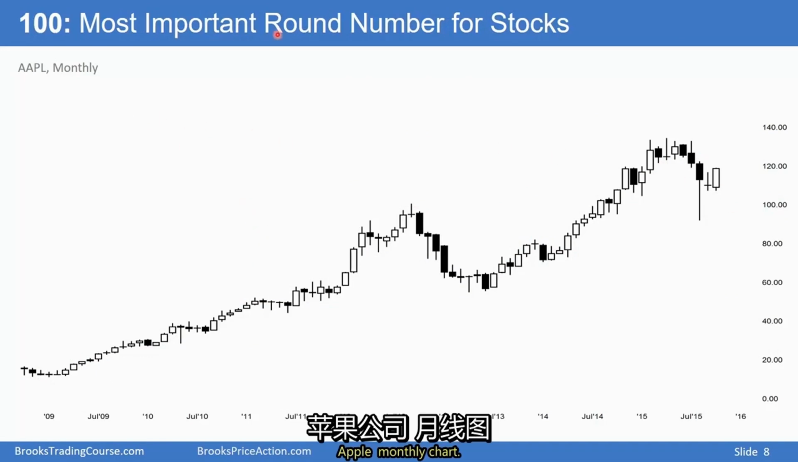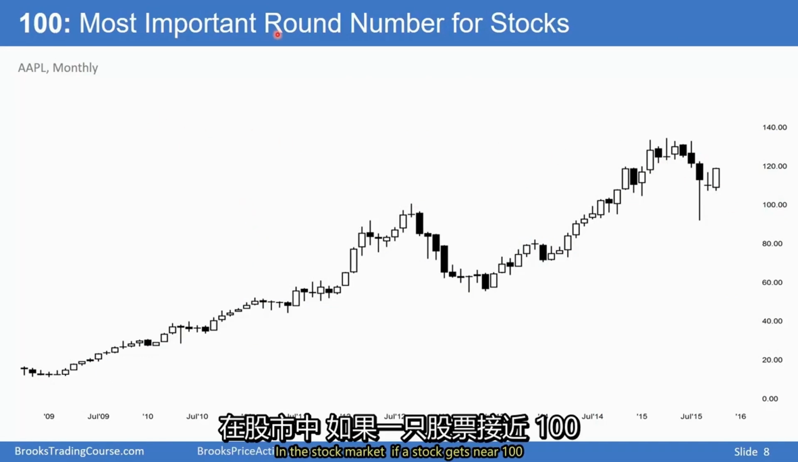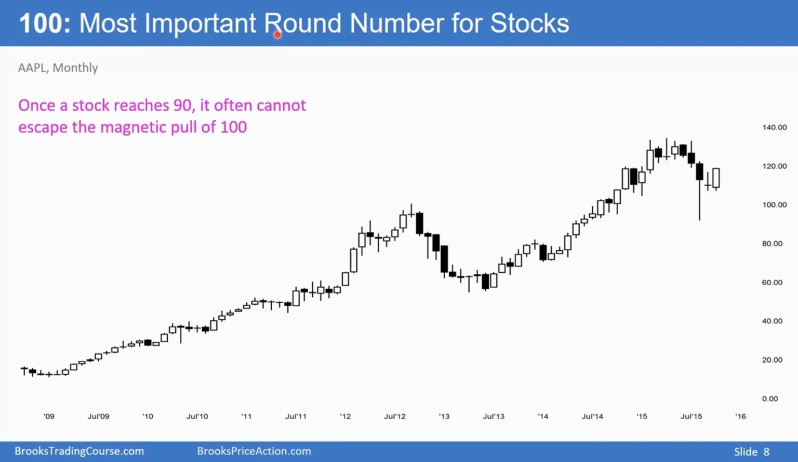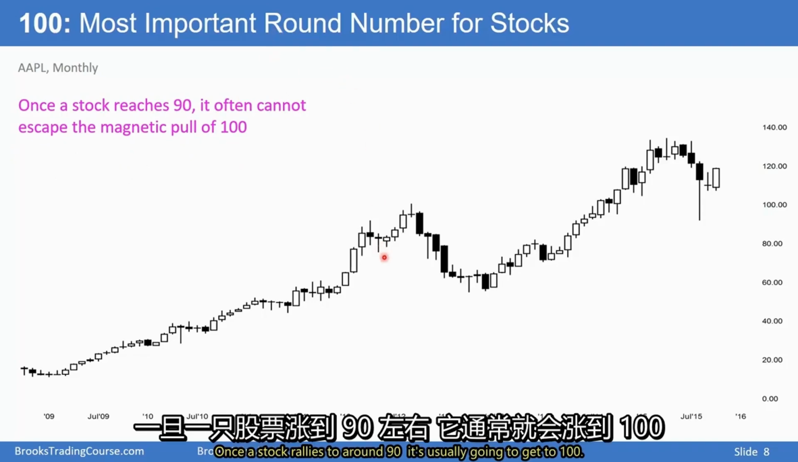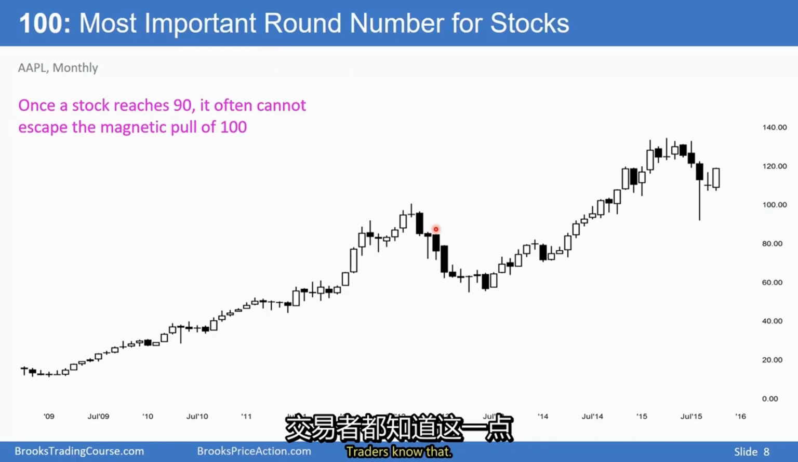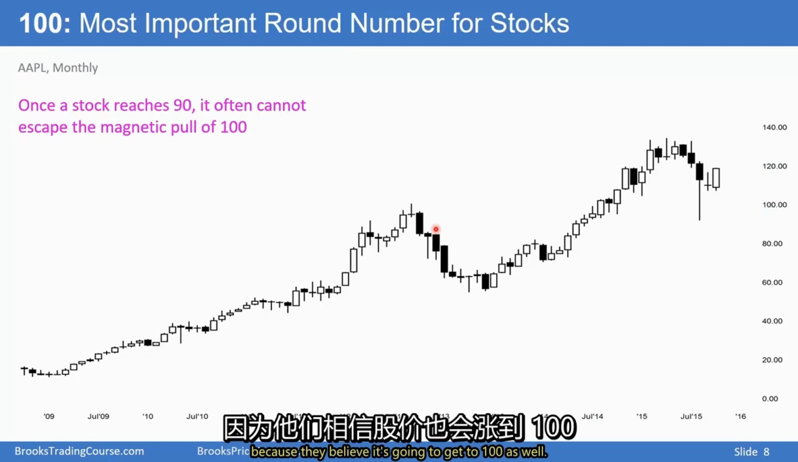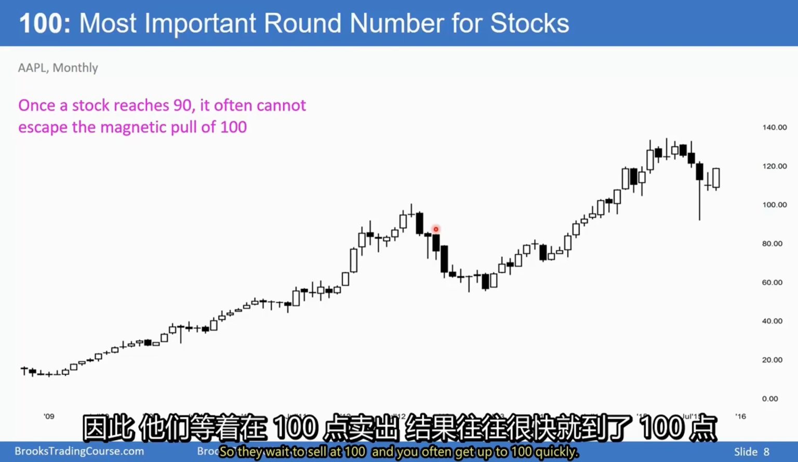Apple, monthly chart. In the stock market, if a stock gets near 100, it becomes an extremely important big round number. Once a stock rallies to around 90, it's usually going to get to 100. Traders know that, and the bulls buy, and bears don't want to sell because they believe it's going to get to 100 as well. So they wait to sell at 100, and you often get up to 100 quickly.